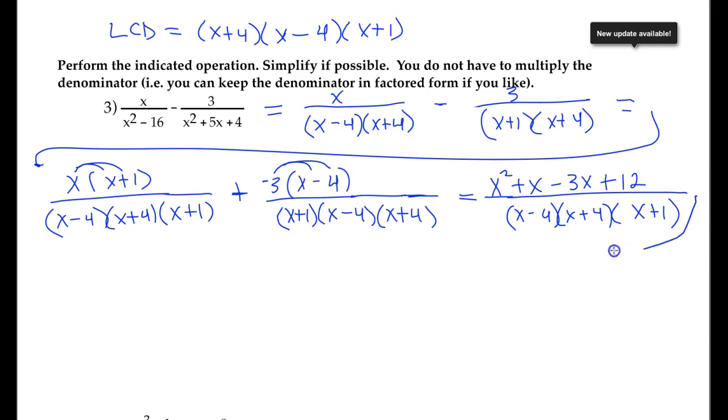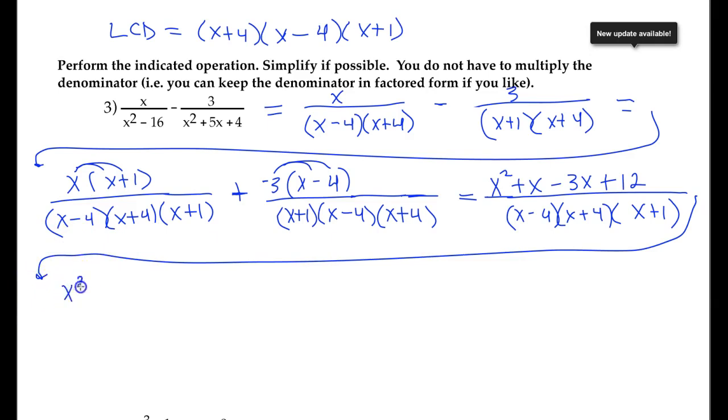All right. So from here, all we need to do is just simplify everything. So we only have one term that has x squared in it, so that's by itself. X minus 3x is a negative 2x, and of course 12 is by itself.